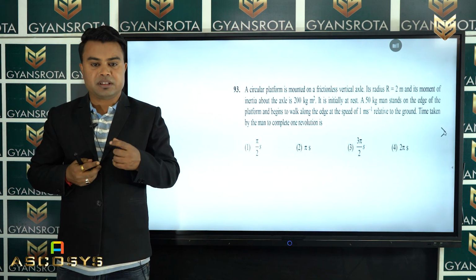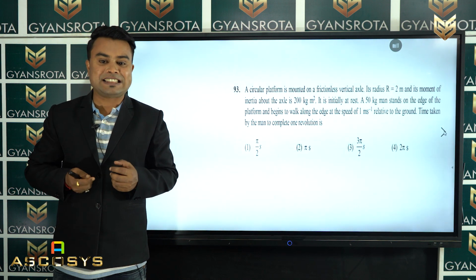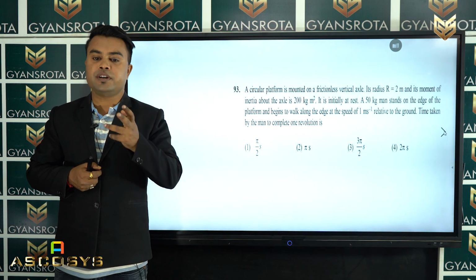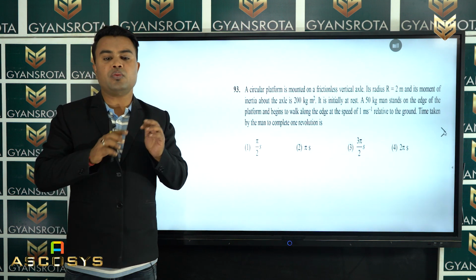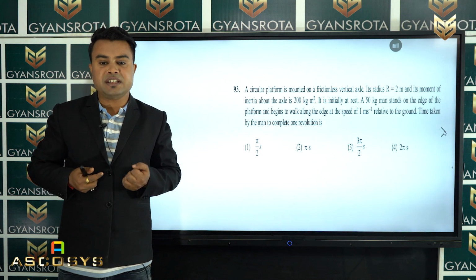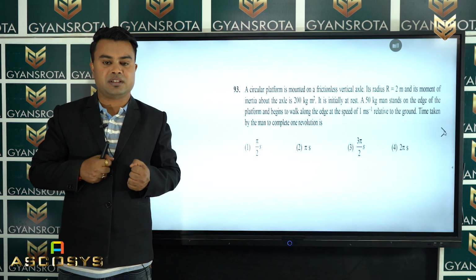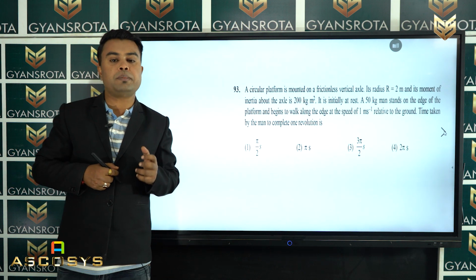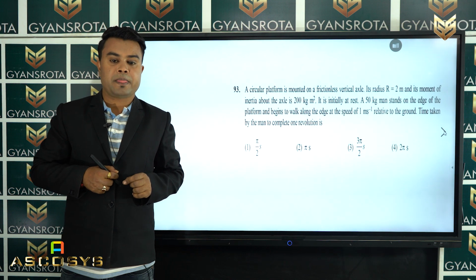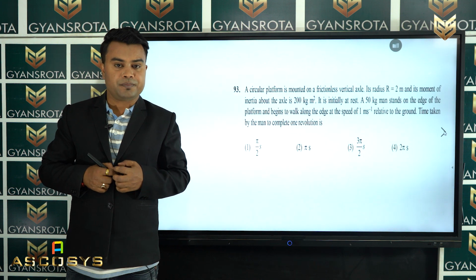It says that we have a circular platform which is mounted on a frictionless vertical axle. Its radius is given to us, and its moment of inertia about the axle is also given to us. It was initially not moving, it was at rest. Now a man of 50 kg stands on the edge of the platform, and he begins to walk along the edge with a speed of 1 meter per second, relative to the ground. Now you need to calculate the time taken by the man to complete one revolution.